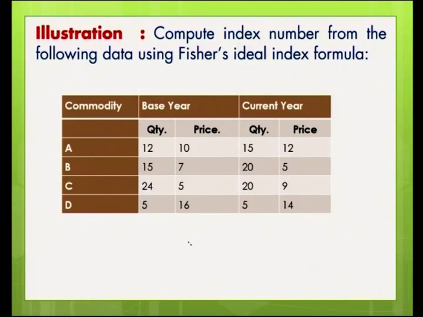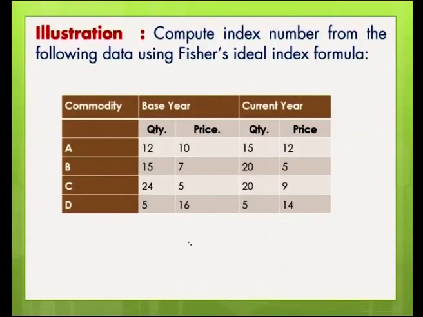Based on the discussion in this session, the following questions may be posed. Compute index number from the following data using Fisher's ideal index formula. So the commodities are given and base year and current year values are given. Take the base year quantity values as Q0 and price as P0 and current year values as Q1 P1. Then correspondingly find out the respective multiplications and the respective summations, and then apply in the formula of Fisher's ideal index formula, and then find out the index number.